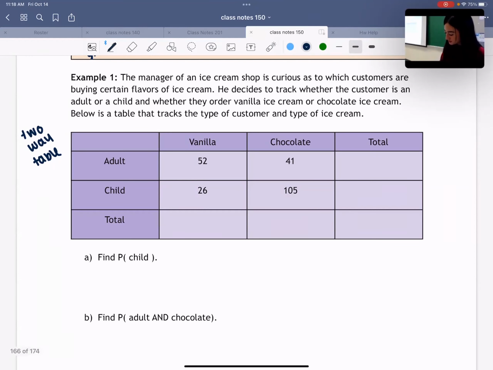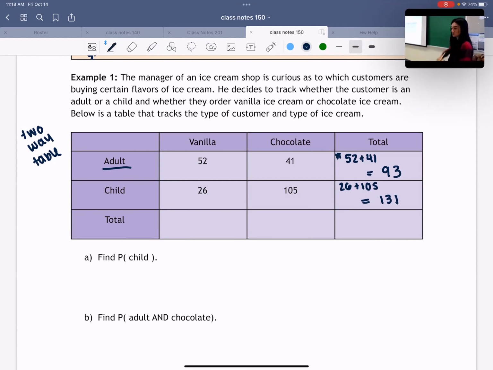In this category here, let's start with this box. This total represents the amount of people in row 1, or the amount of adults. So how would I find this total? Yeah, add 52 plus 41, and that gives me 93. Same thing goes for children. I can add 26 and 105, and I think that gives me 131. So 93 and 131 represent the amount of adults and the amount of children.